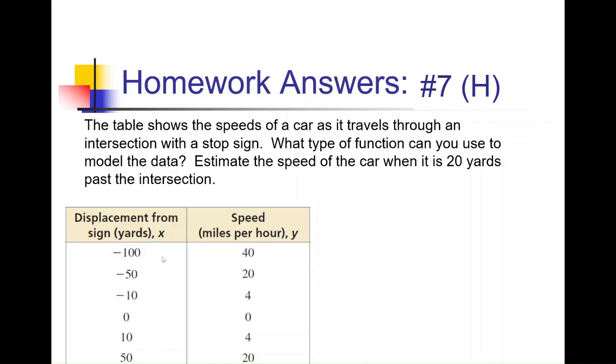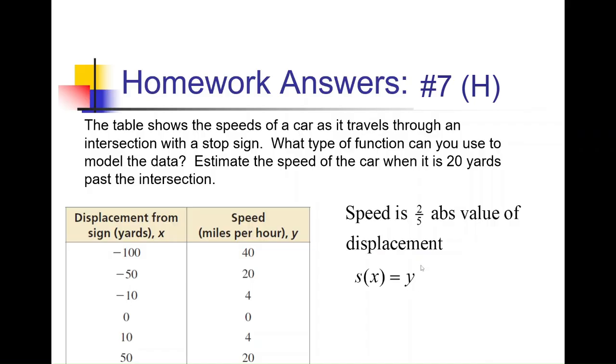So we've got an absolute value, and what's the specific relationship? If you look here, there's a ratio that keeps happening. So 100 over 40 reduces to 5 halves. So if you multiply 100 by 2/5, you get 40. 2/5 times 50 will give you 20. 2/5 times 10 gives you 4. And the 2/5 rule seems to work for all of these, although those wouldn't actually be translations, those would be dilations. So our rule then: speed is going to be 2/5 times the absolute value of displacement, which we can write as s of x equals 2/5 absolute value of x.